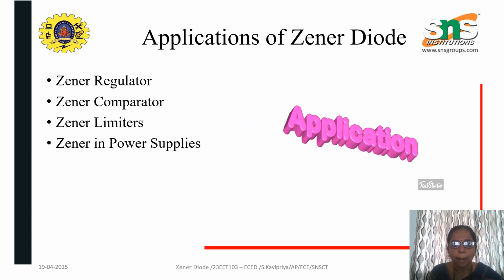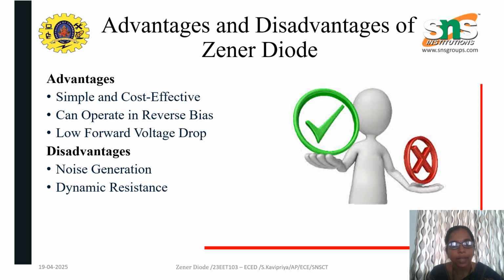Next are the applications of the Zener diode. It acts as a regulator, comparator, and limiter, and it is widely used in power supplies. Next are the advantages and drawbacks of the Zener diode. Like a PN junction diode, the Zener diode is very simple and cost effective, and it can operate even in the reverse bias condition. It provides a low forward voltage drop. Noise generation is the main drawback of this Zener diode, and a dynamic resistance is required to avoid the overflow of current.